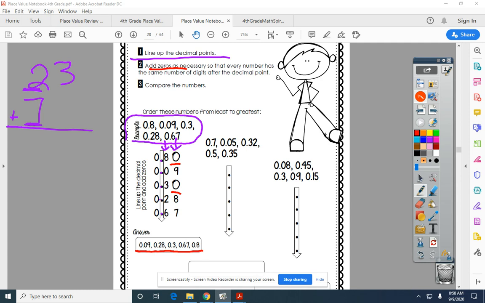Let's do this one right here. What's the first thing you should do? You should line them up. Step 1, line up the decimal points, right? So here, first one, I'm going to take 0.7, right? You should be writing this down. Next, 0.05, 0.32, 0.5, 0.35.